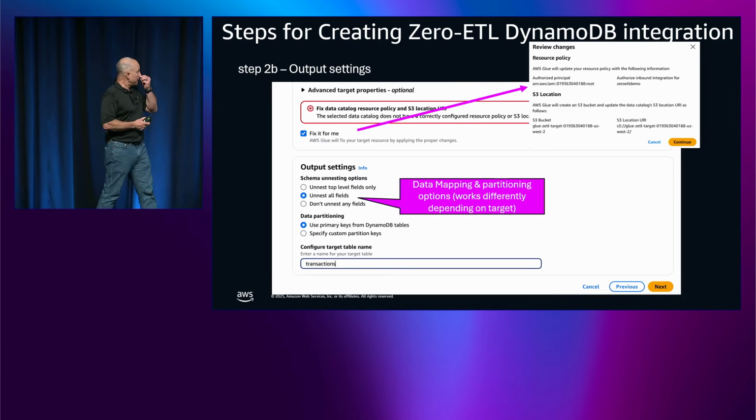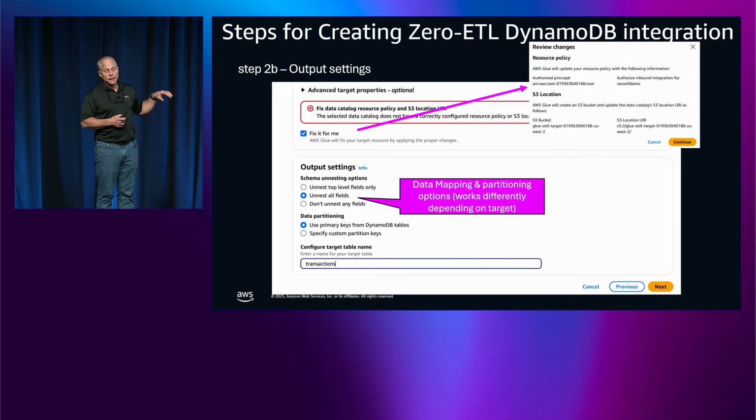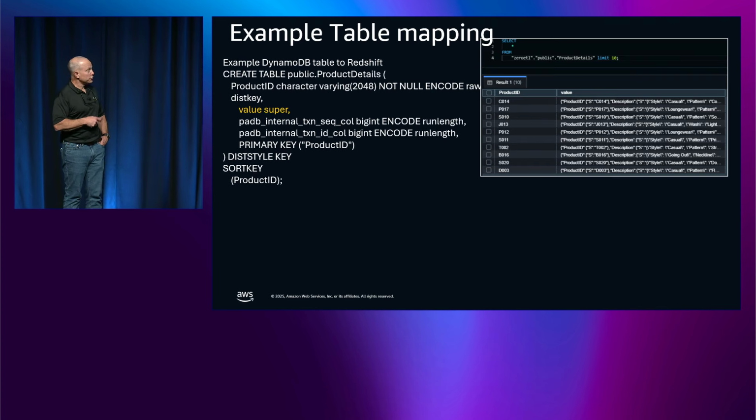All right, so the data mapping, partitioning options. Now this does vary based on target, right? So if I've got Redshift, we'll see what it looks like. And if I have the data lake as a target, it's an Iceberg table, right? So they're going to operate slightly differently. And here's what that looks like.